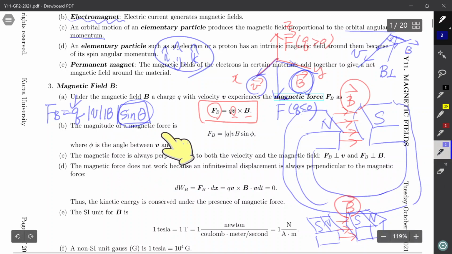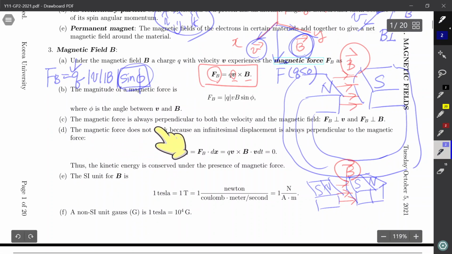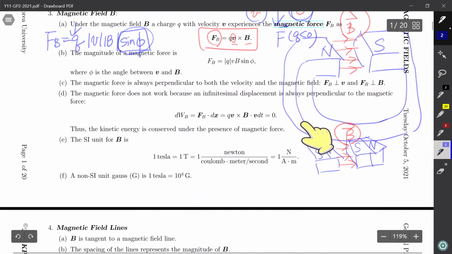The magnitude of the magnetic force is QVB sine. Here I wrote phi, so it's better to write phi. The magnetic force is always perpendicular to both the velocity and the magnetic field. Velocity, magnetic field. The magnetic force is always perpendicular to the velocity and the magnetic field.